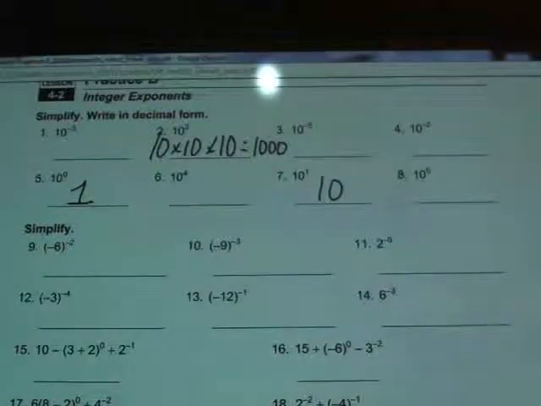So let's go on to some harder material now where we have the negative exponents, and I'm going to drop down to that 9 through 14 section, but you can use the same approaches as what we're going to do here with the negative exponent questions up top. Let's start with number 9, negative 6 to the negative 2nd power.